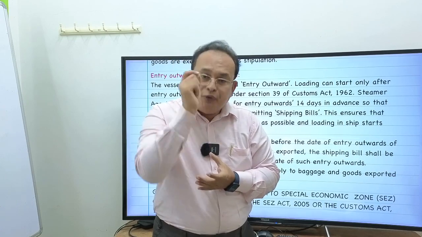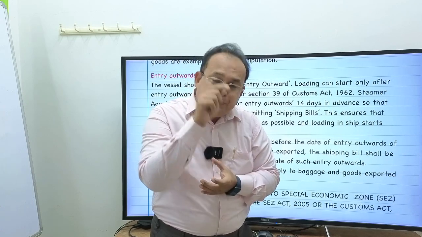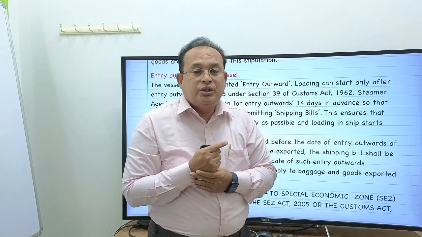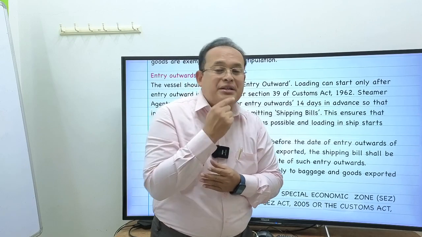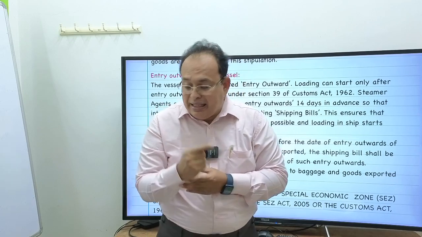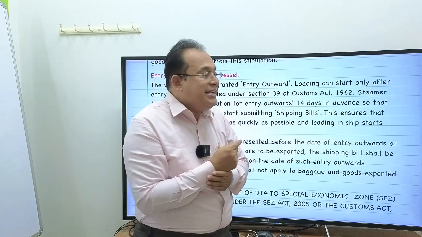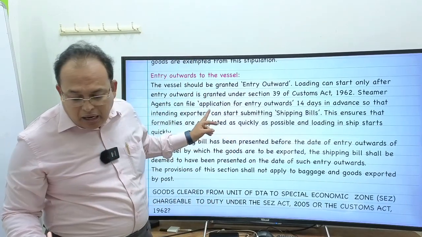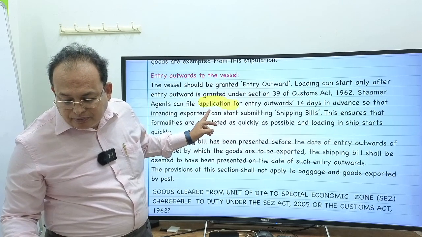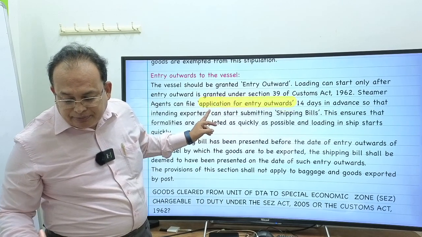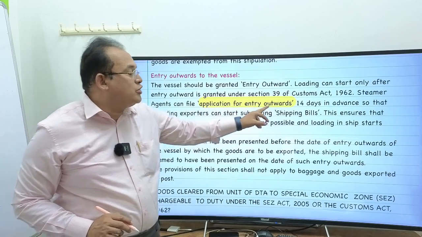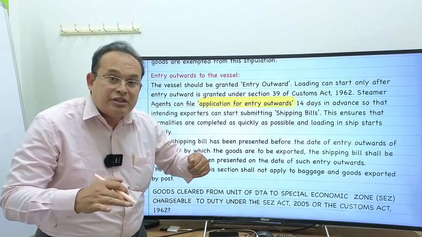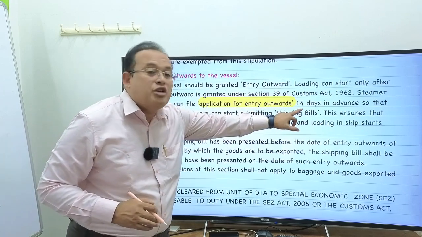who should first and foremost obtain a particular permission from the Department of Customs by filing the application for entry outward. Application for entry outward. Entry outward of the vessel. When should it be submitted? 14 days in advance.